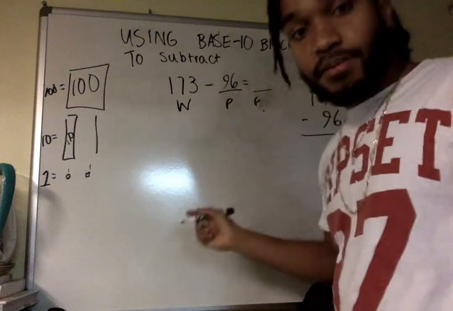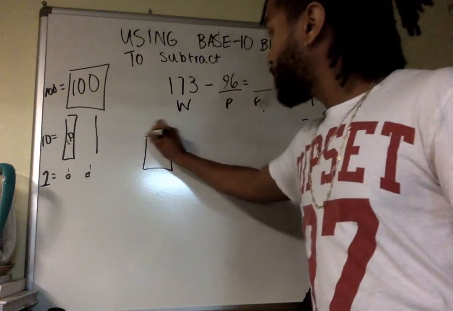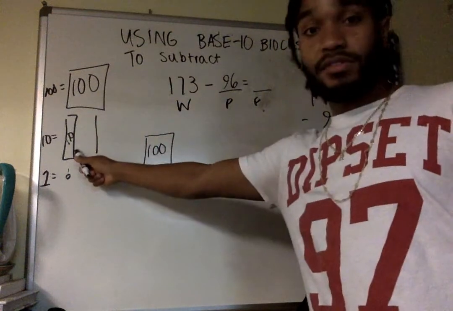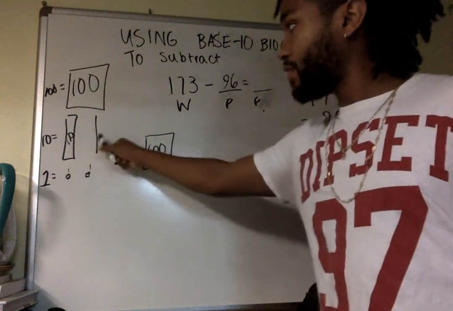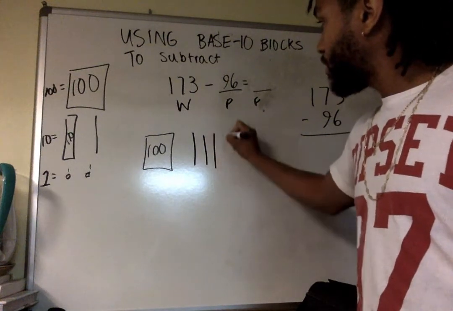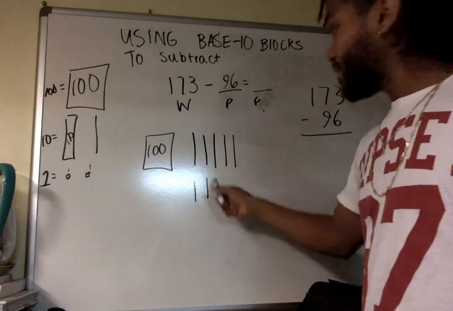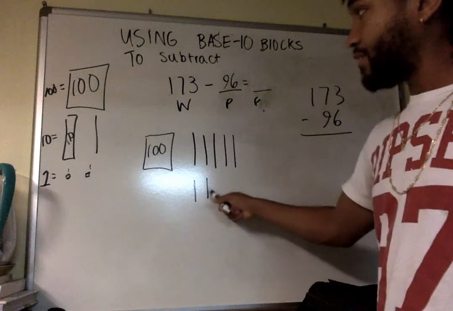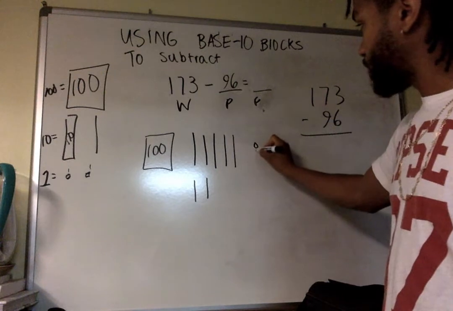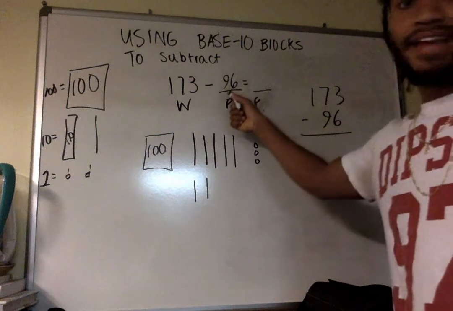So when using base 10 blocks, what I first do is show the whole. 100. I have 7 10s, so I can use 7 of these 10 rods or lines like that, just to make it quick. 1, 2, 3, 4, 5, 6, 7. So this would represent 70. 10, 20, 30, 40, 50, 60, 70. Then I have 3 1s. So I'll just put 3 circles. 1, 2, 3. All right, cool. And now I have to subtract 96.